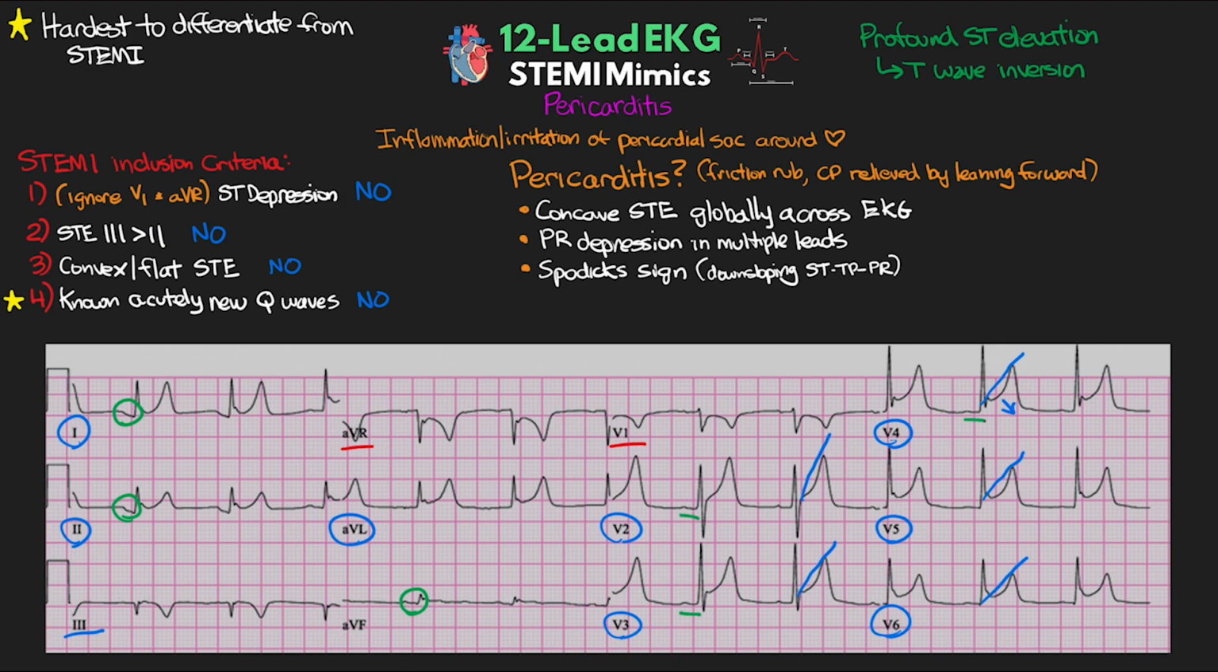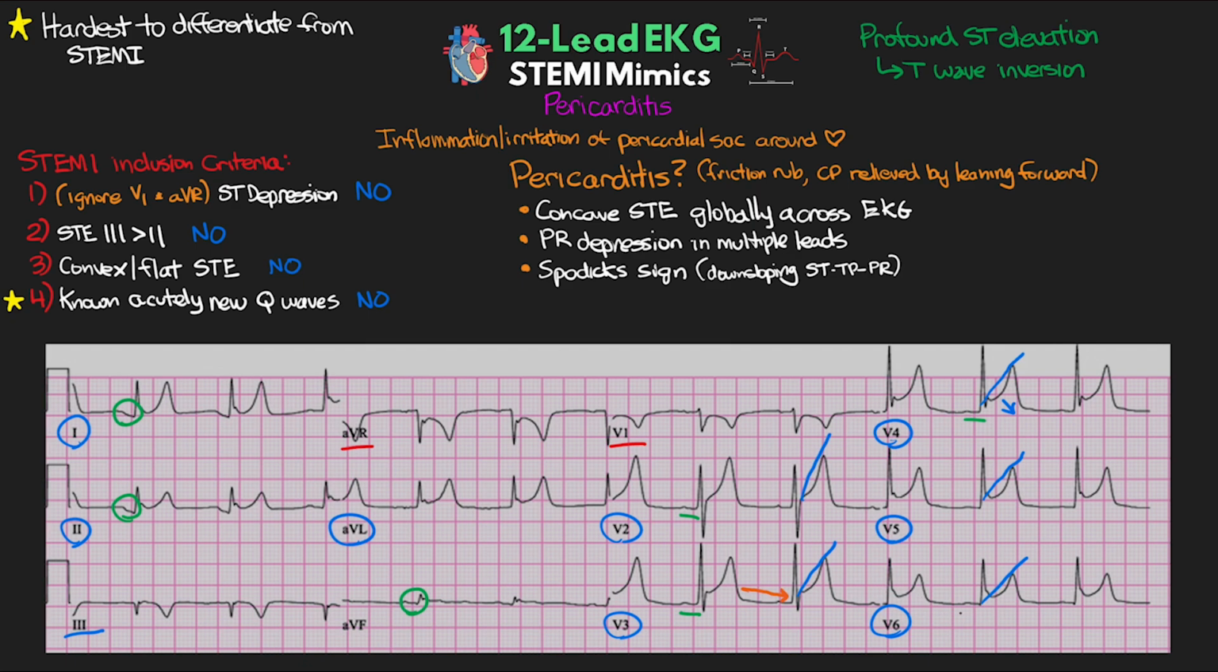Now in this example, it's not as obvious, but we do have the Spodick sign with the downsloping ST, TP, PR segments, especially when we're looking at our precordial leads. You can see that downward slope, so that starting high and then coming down lower as we work our way from the ST segment to the PR segment. And so with all of this that we just discussed and that we see here, we can conclude that we're probably looking at a case of pericarditis.